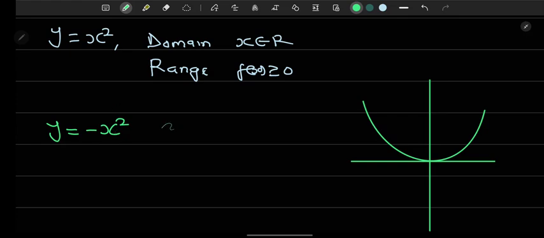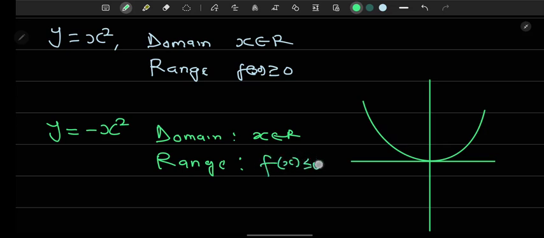So the domain of this is also set of real numbers. While the range here changes. So the range here is f of x less than or equals to 0. So what that means is that for every value of x you put here, you get corresponding value of y to be negative. So you cannot get positive value for y in this case because of the negative you have as a coefficient of x squared.